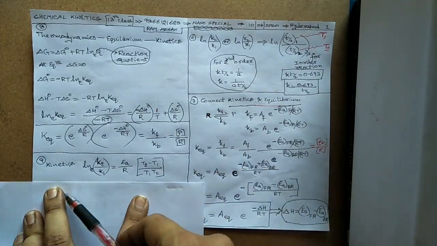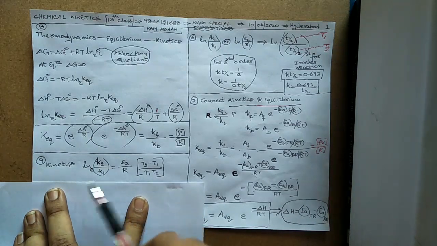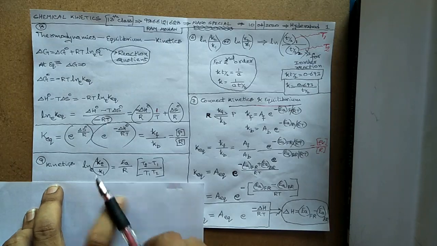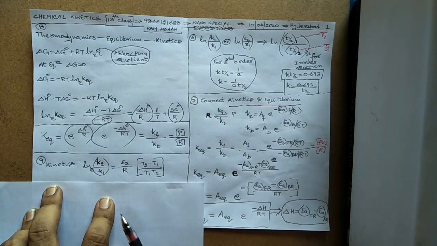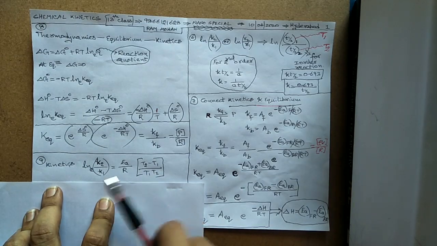Let's continue with connecting it to the kinetics story. So what do we have in kinetics? In kinetics, log K2 by K1, these two are small k's that we have written. Log K2 by K1 to base E is EA by R into T2 minus T1 by T1 T2, because it was K2, so you wrote T2 minus T1. If it were to be K1, then you would have written T1 minus T2 by T1 T2. Net sign remains the same.